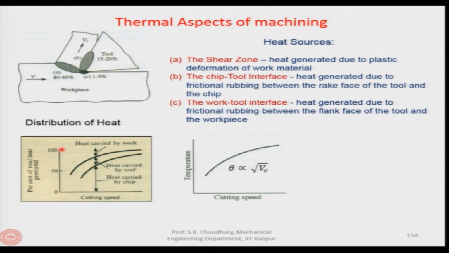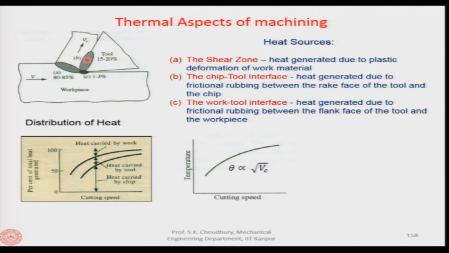So, total heat 100% is here, and out of the total heat, the heat carried by the chip is maximum. So, most of the heat is carried out by the chip. This is roughly about 80% of the heat carried away by the chip. Now, about 15% goes to the tool, and the rest goes to the workpiece. So, as you understand, during the machining, the chip will be the hottest, next to that will be the tool, and next to that will be the workpiece.